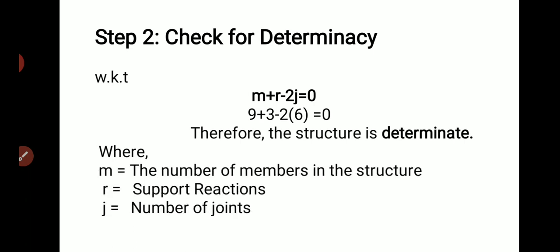Therefore the structure is determinate. So coming on to the next step, that is the calculation of the support reactions. We know that the number of unknown support reactions is 3. That is, at A there are 2 reactions, HA and VA, and at D there is 1 vertical reaction, that is VD. We need to apply the equilibrium conditions.